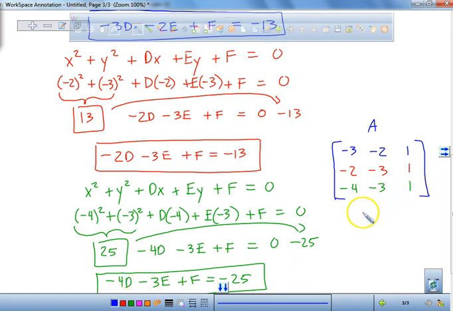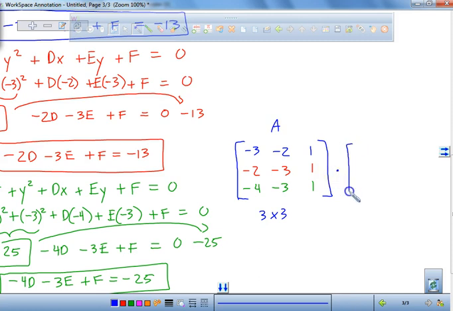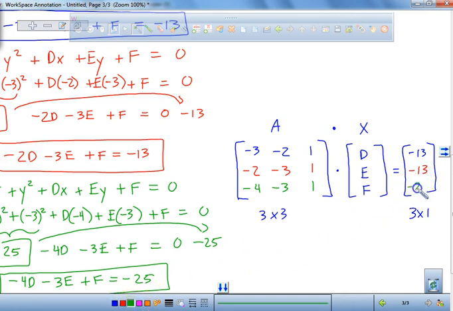So I have built a 3 by 3 matrix. I want you to understand that matrix A times a matrix known as X will give us our D value, our E value, and our value for F. So when I take matrix A and multiply it by matrix X, that should equal our final 3 by 1 matrix, which has 3 numbers: negative 13, negative 13, and negative 25.